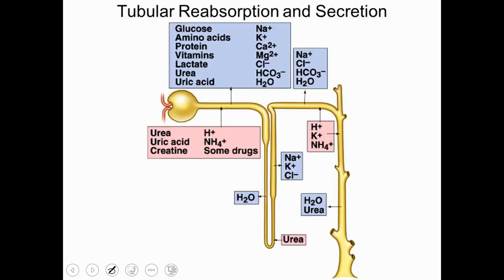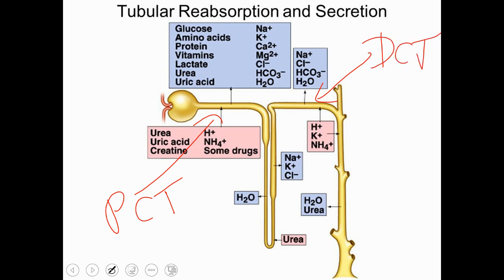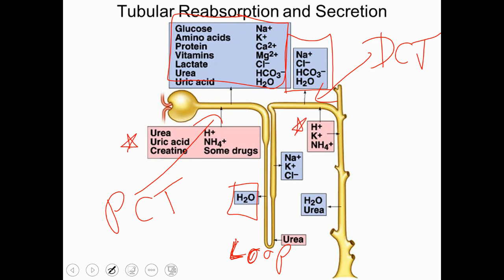So here's the PCT. Here's the DCT. Here's that loop of Henle. I'm just going to write loop. Okay, and you can see here's reabsorption right here. Reabsorption is in blue. And even here, reabsorption of some of our salts, water, our bicarbonate. And then this in the red, those are our secretions. So going directly from the blood and putting that into that waste material to get rid of it.